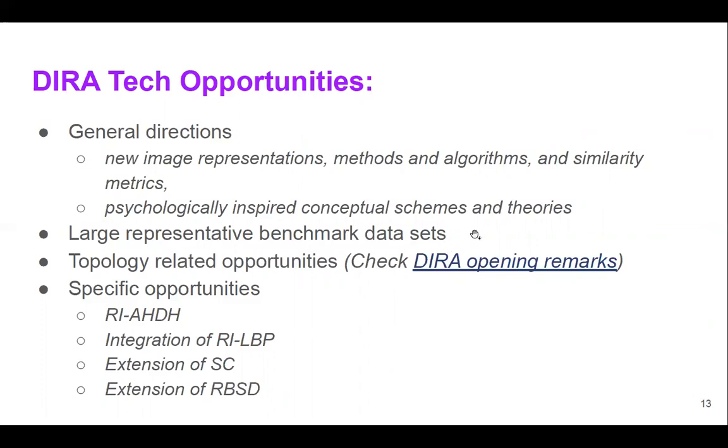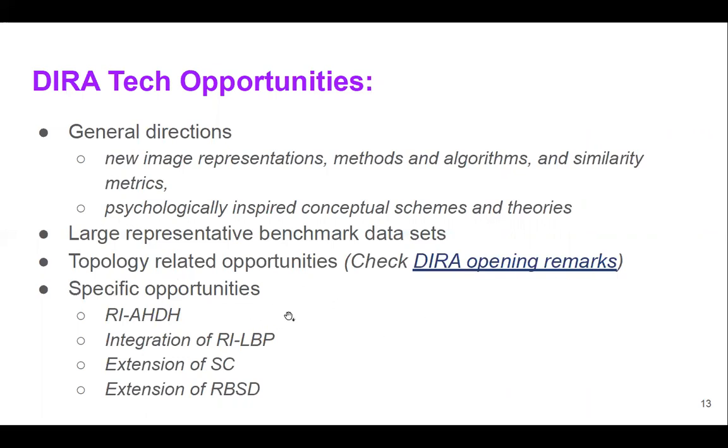DRA research lags behind natural images because there are a lot of benchmark data sets for natural images, but not so for DRA. So large, representative benchmark data sets are a really promising direction to go. Topology-based methods are very promising for DRA challenges. So check my DRA opening remarks for more details for this direction.